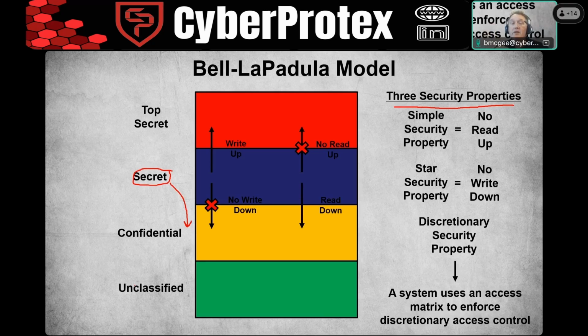And then there's this other thing called the discretionary security property, where the system would use an access control matrix that we just saw to enforce discretionary access control. And that word, discretionary access control, means that depending on what the administrator or the user of the system thinks is the right thing to do, it's at their discretion to give access. And so basically that's a system override, right?